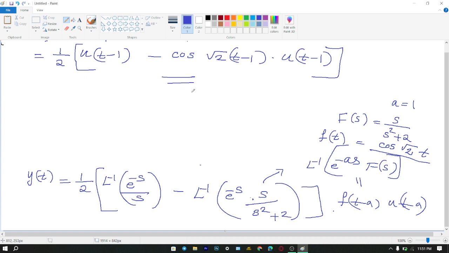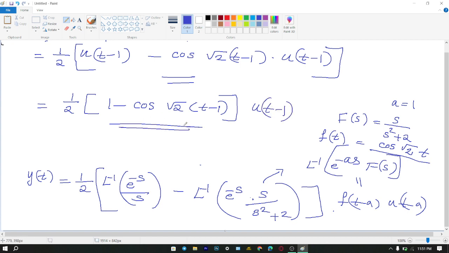1 by 2 into u of t minus 1 minus cos root 2 into t minus 1, u of t minus 1. Here u of t minus 1 is also common, so if you want, you can take it outside. So the answer is 1 by 2 into 1 minus cos root 2 into t minus 1, then into u of t minus 1. Okay, so this is our required answer.